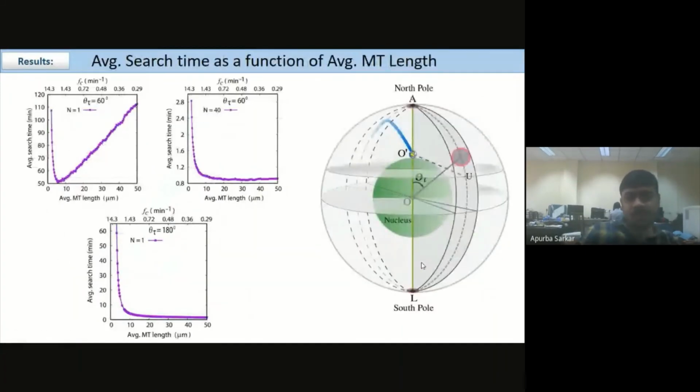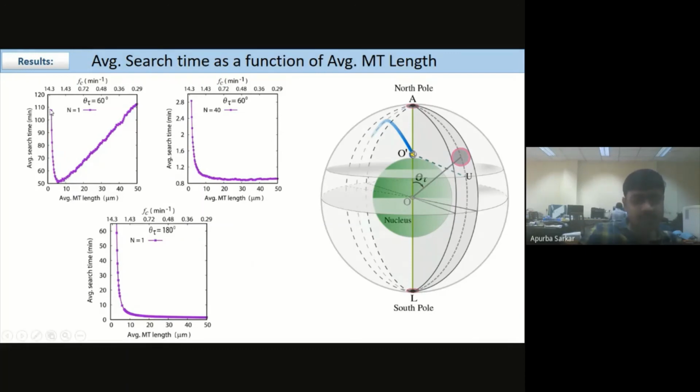Here we plot the average search time as a function of the average microtubule length, and we plot it for different positions of the target, for the polar angle. This is for 60 degrees, for two different numbers of microtubules. This is for a single microtubule. This is for 40 microtubules. So we find that there is an optimization in the average search time as a function of average microtubule length.